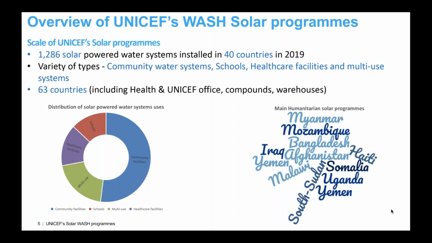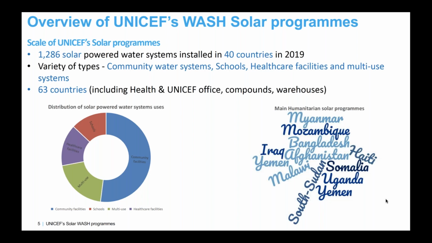Overall, UNICEF works on energy, using solar energy in 63 countries. This is if we count not only WASH, but if we include also the education and the health sectors that are doing a lot of efforts on that area too, together with WASH, and also because UNICEF is under a process of trying to solarize compounds, warehouses, and offices as much as possible.